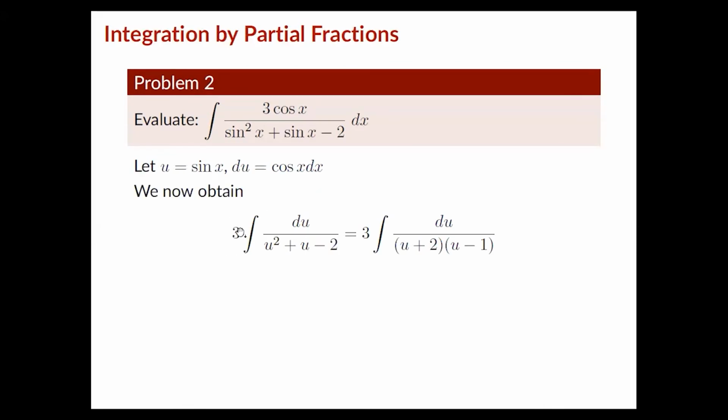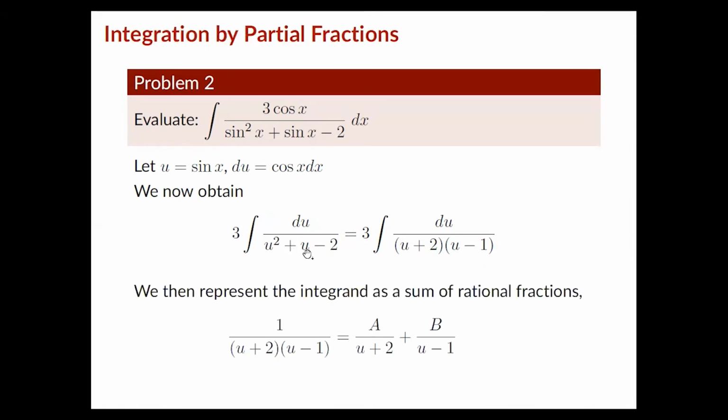Nilabas natin yung 3 na constant. So we have 3 times the integral of du over u squared plus u minus 2, which can be further simplified into this factor. We have 3 times the integral of du over u plus 2 times u minus 1. Consider this integral ngayon. Kaya natin i-represent ang integrand na ito as a sum of rational functions with just the same approach as our first problem.